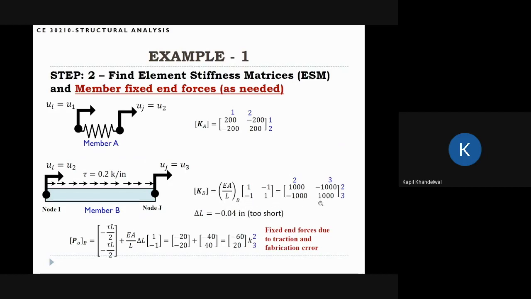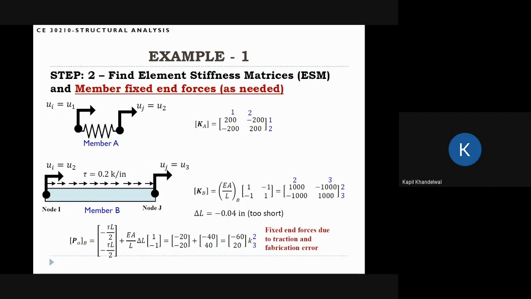For member number B, this is the stiffness matrix. The entries are just 1,000, with a minus or plus sign. And again, we have to label the degrees of freedom. In this case, UI is the U2 degree of freedom. UJ is the U3 degree of freedom. So UI is 2 and UJ is 3. This is important labeling, so make sure you label them correctly.